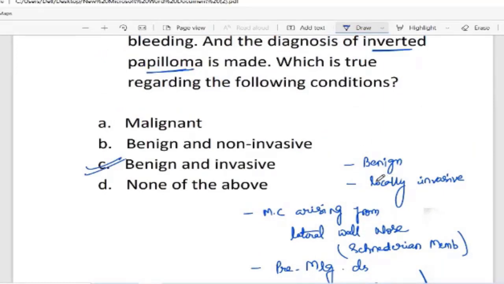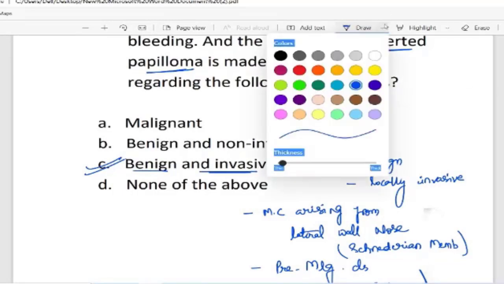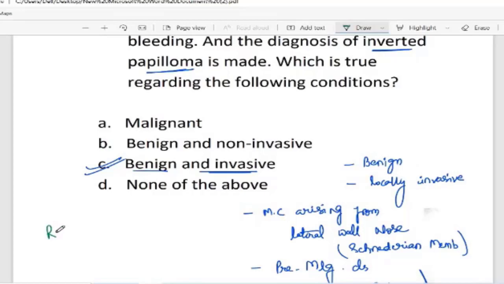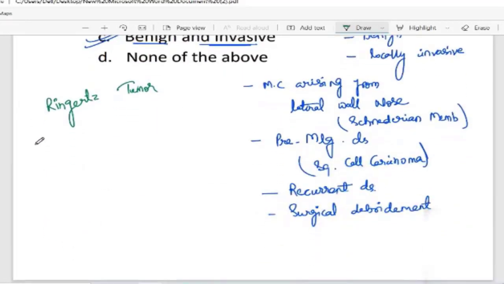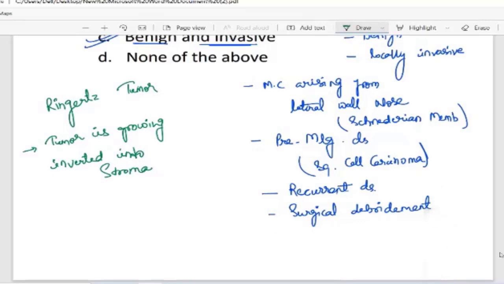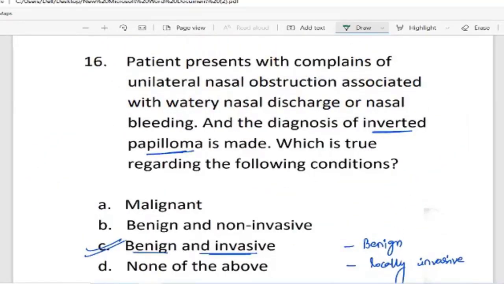It is an aggressive tumor. It spreads locally. It is a pre-malignant disease, most commonly arising from the lateral wall of the nose. So it is benign and invasive. What is the other name of this tumor? The other name of this tumor is Ringer's tumor. What is the peculiarity of this tumor, Ringer's tumor? The tumor is growing inside, inverted, into the stroma. That means it is embedding into the stroma. Okay, so that's all about this inverted papilloma.